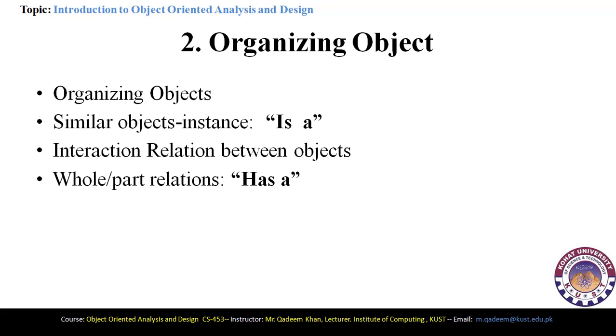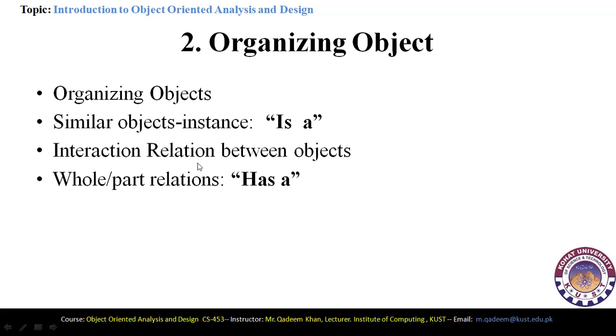Now the second step is to organize the objects. Here we will organize the objects using ISA or HAS-A concepts. ISA means that it is similar objects' instances. For example, we can say that child is a human or student is a human. ISA means that the specific object belongs to a general object.